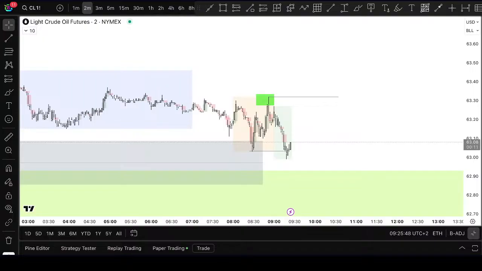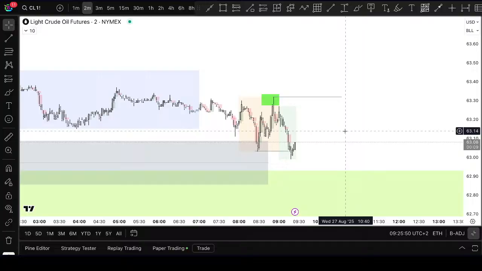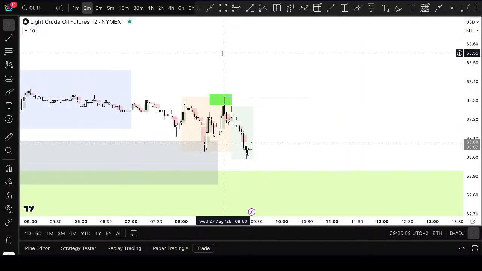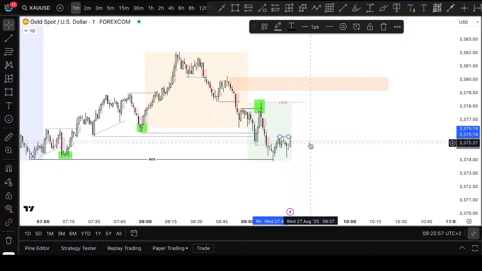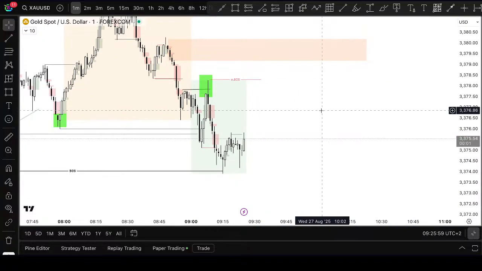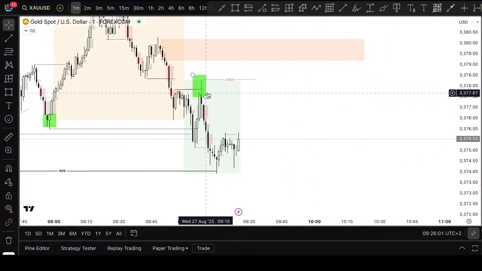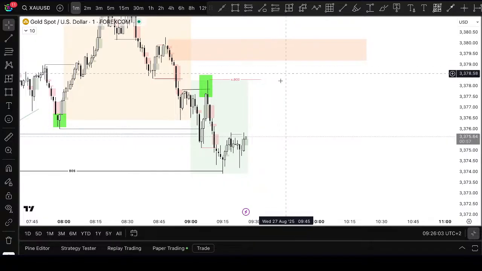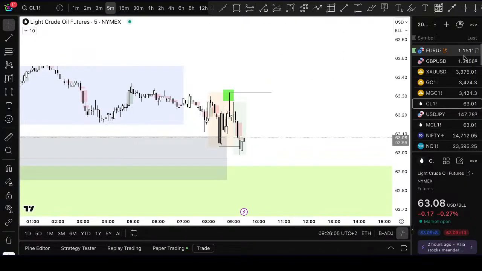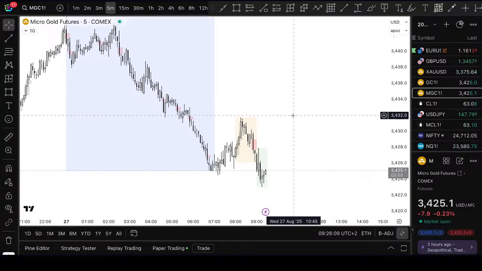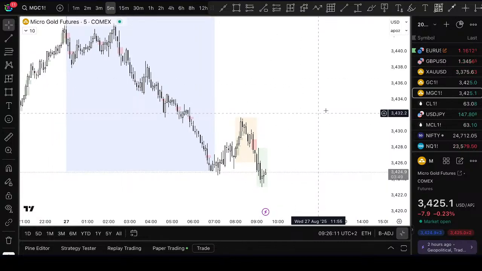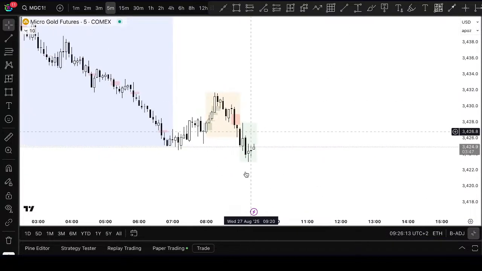Yeah, let's see what happens. The crude is giving a reaction. What about gold? Yeah, gold, we can get this one correct. Still, this is in control. It's a risky trade. Let's see what happens. MGC. Yeah, do we really need to take the trade? That's the question.